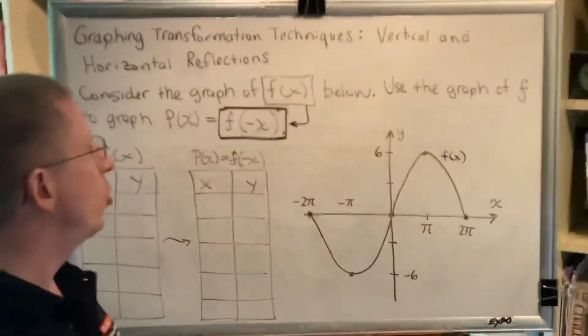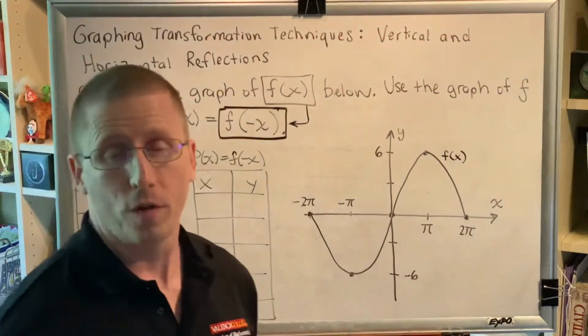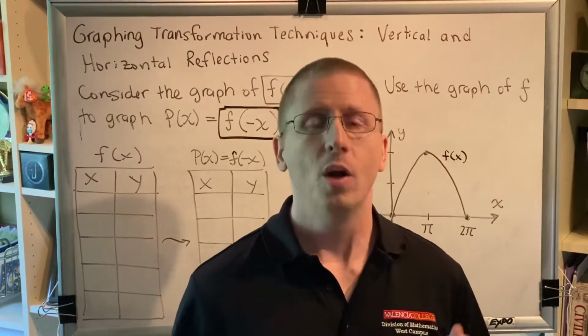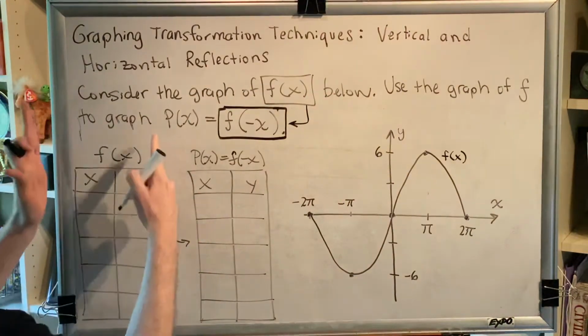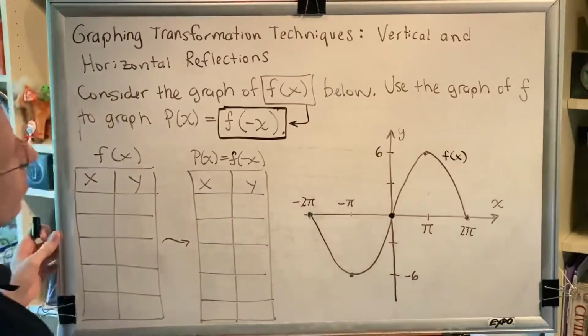So the first thing we should do, since we have been given this graph, is to come up with the coordinates. We are very much accustomed to our library or basic functions being not only a picture, but a table of x's and y's as well. So let's go ahead and use this table here to create that collection of x's and y's.